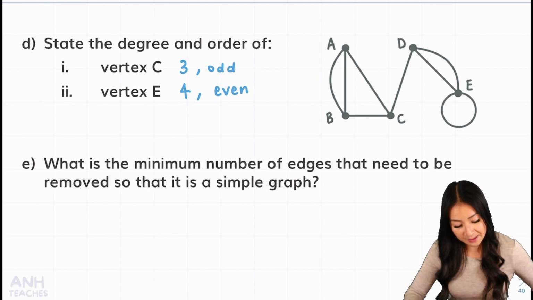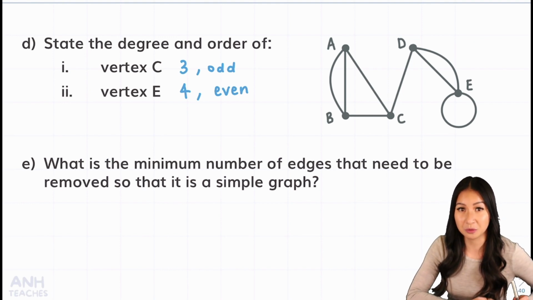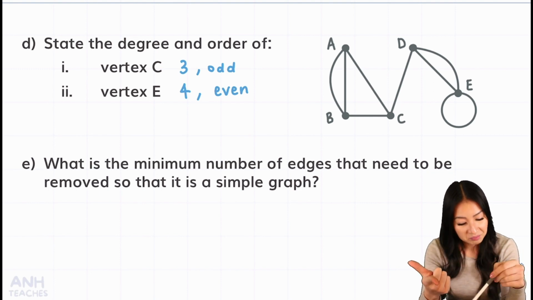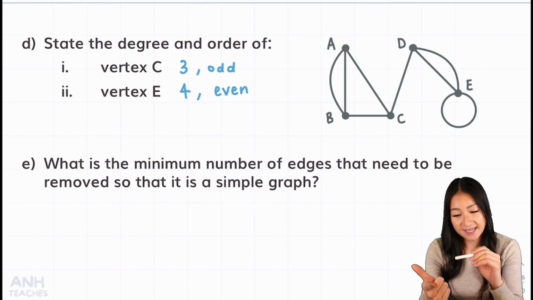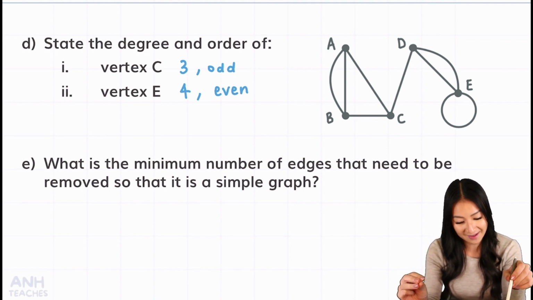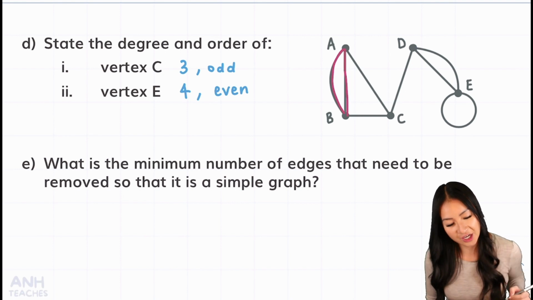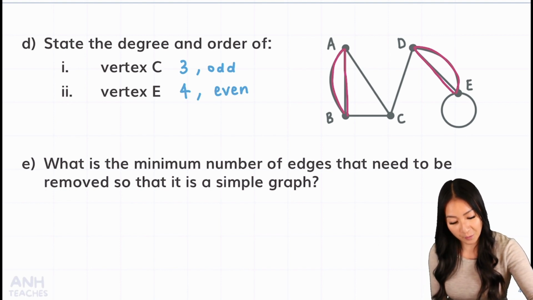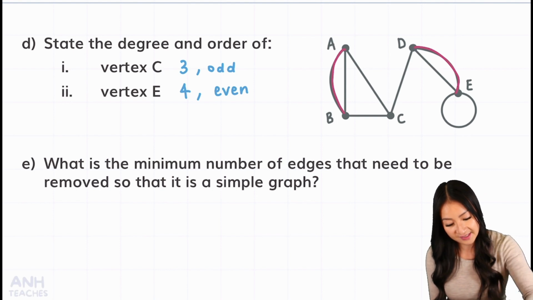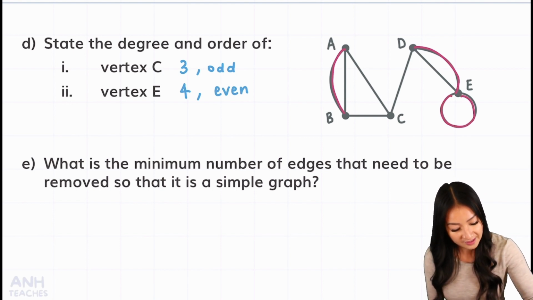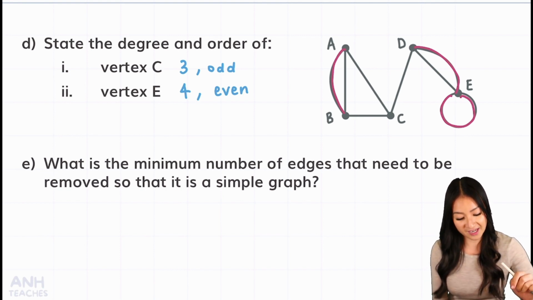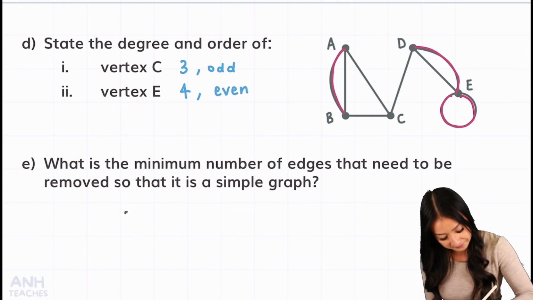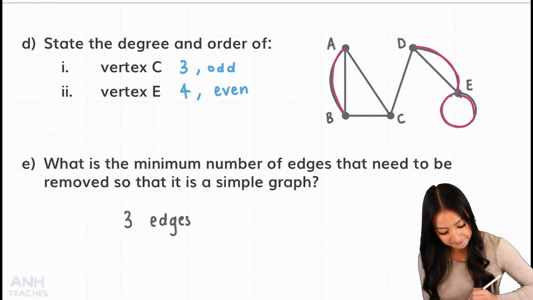Part E, what is the minimum number of edges that need to be removed so that it is a simple graph? So we need to know the definition of a simple graph. Undirected, unweighted, check, check. However, it also needs to have no multiple edges and no loops, which our graph is violating both of those rules at the moment. A and B share multiple edges and D and E share multiple edges. So I can remove one of these edges and one of these edges, and I also need to remove this loop. So in total, the minimum number of edges that need to be removed is 3. 3 edges. All right.